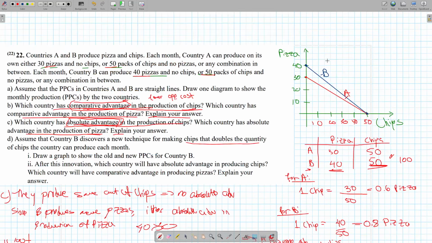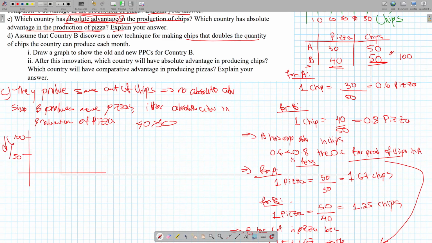No, I had the pizza up. Sorry. Let's label the graph before putting any numbers. We had pizza on top and we had chips down. Okay, how many pizzas did B produce? 40. So we're going to put it on 40. And the chips, let's say the 50 is over here, and then 100 over here.